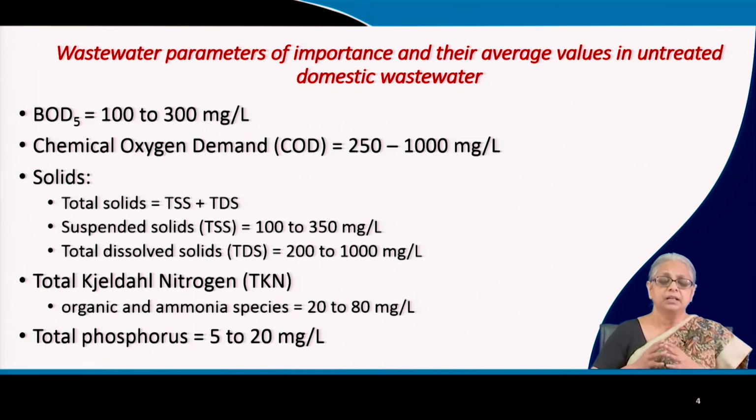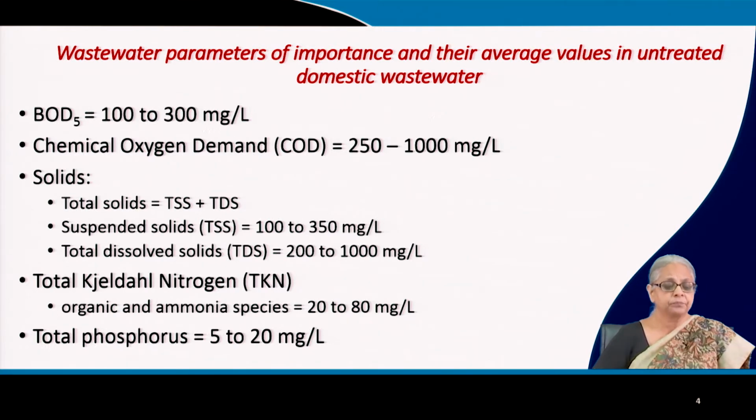Within solids, we have two categories: suspended solids and dissolved solids. So total solids are equal to TSS and TDS, total suspended solids and total dissolved solids. And this separation of suspended from dissolved is based on membrane filtration. Then we have total suspended solids, the range is 100 to 350 milligrams per liter, and total dissolved solids, which range from 200 to 1000 milligrams per liter.